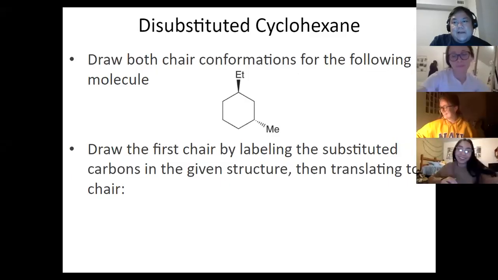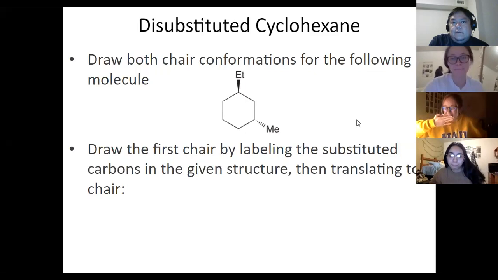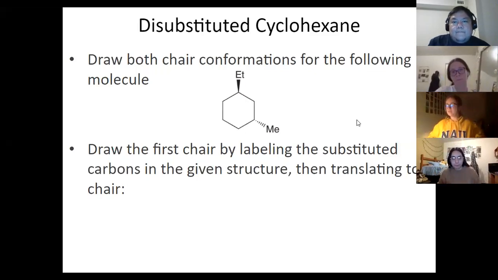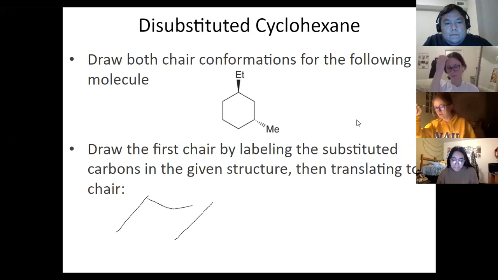Go to record. Did that make sense where we finished off, where we drew this question about the first chair conformation? So I know that the ethyl is up and the methyl is down, but how did you know to make the methyl? Well, what did I tell you when it comes to drawing these?